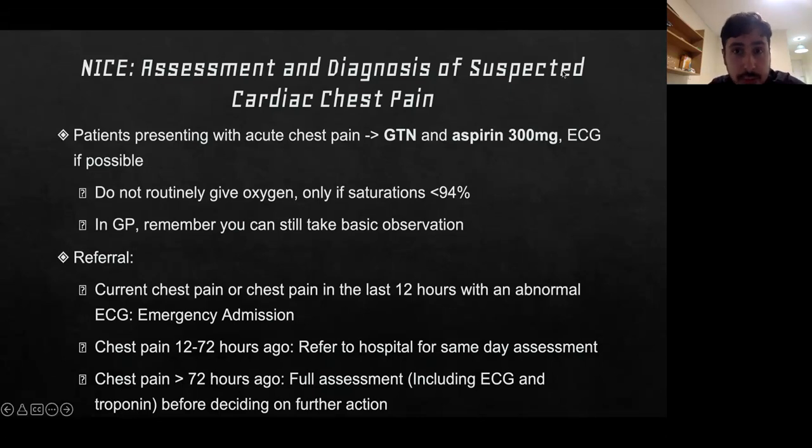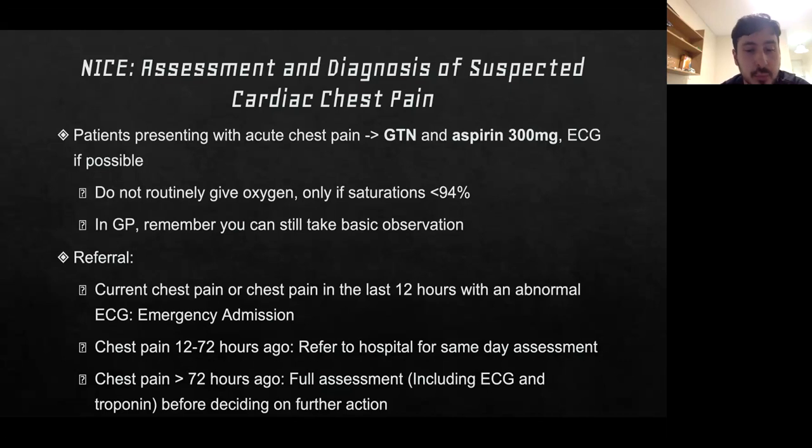In terms of referral to secondary care, if they're currently having chest pain that sounds cardiac in nature, or they have chest pain in the last 12 hours with an abnormal ECG, which is what the previous patient had, then call an ambulance for emergency admission. If their chest pain was about 12 to 72 hours ago, you can be a bit more relaxed, but you still want to refer them to a hospital for same-day assessment. So that could be to SDEC as opposed to A&E.